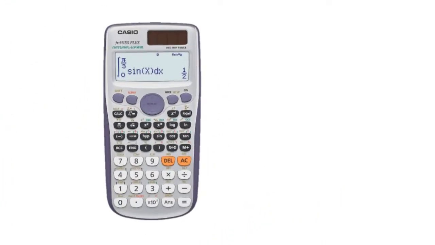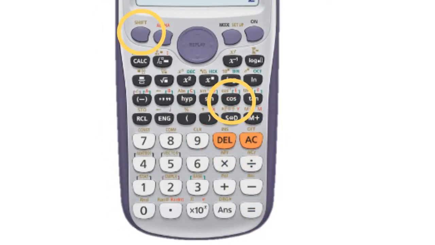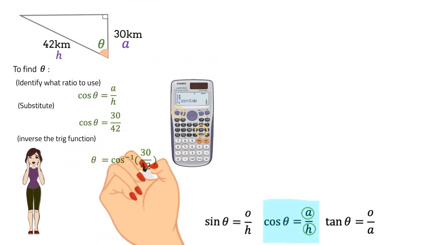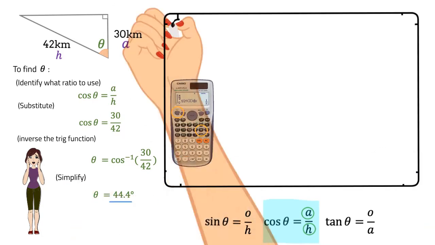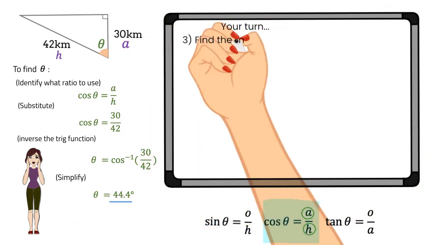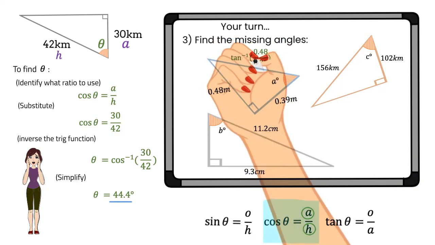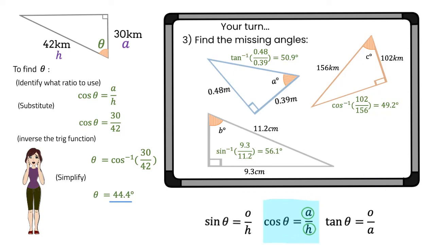We just need to press shift and then the correct button of the trig function we want to inverse. Well, in this case, it would be cos. And it looks like this, cos to the -1. And then we have theta on its own. Our calculator will simplify it straight away, and we get theta is equal to 44.4 degrees. Your turn, find the missing angles. Pause the video here. Let's see how you did. Here are your solutions along with the final steps so you can see where you went wrong if you went wrong.